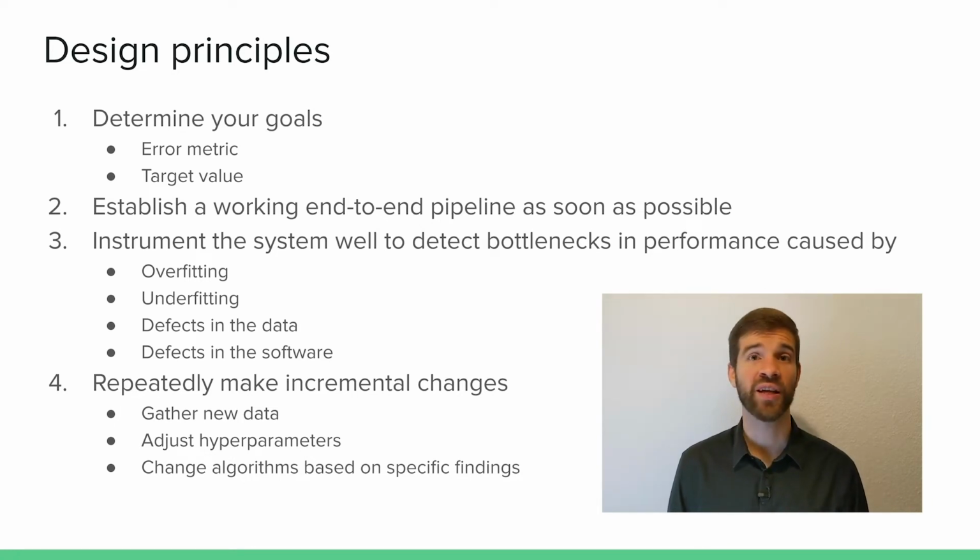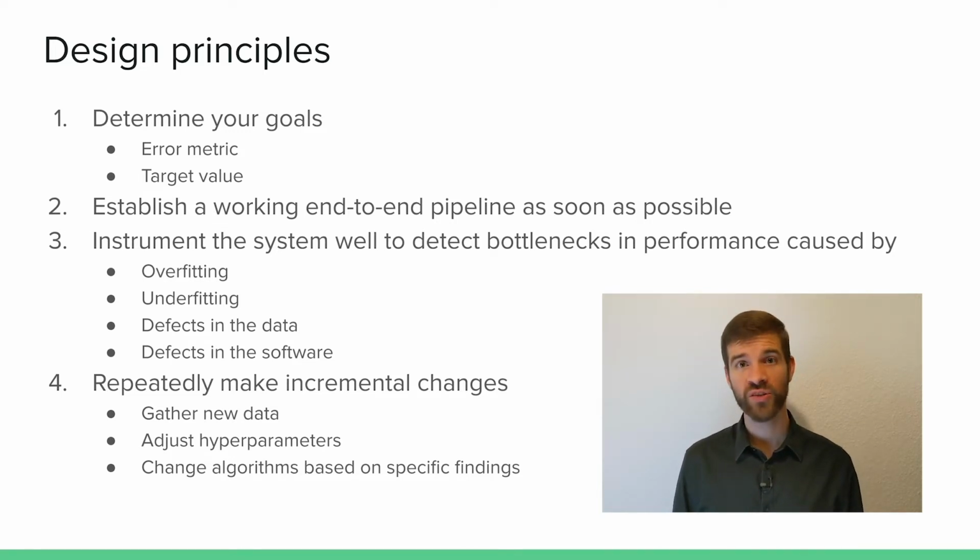And of course, there can be defects in the data itself that you're training on, some noise, some incorrectly classified samples, or defects in the software. Your data loader is loading the wrong images. It's loading it from the wrong directory. It's loading always the same image instead of from different directories. So all of these defects you should be able to spot and debug as soon as possible.